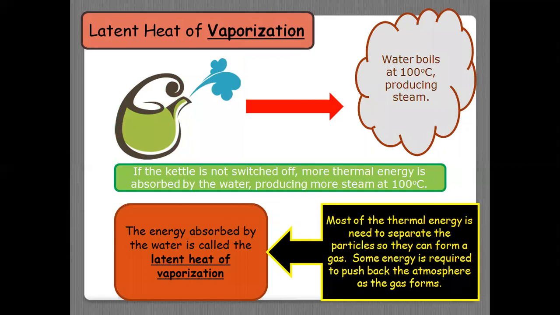As you see, most of the thermal energy is needed to separate the particles and weaken the intermolecular forces, so the water will change into gas. Some energy is also required to push back the atmosphere as the gas forms. So the latent heat of vaporization is the amount of energy that is needed to change 1 kilogram of water from the liquid state into the gas state.